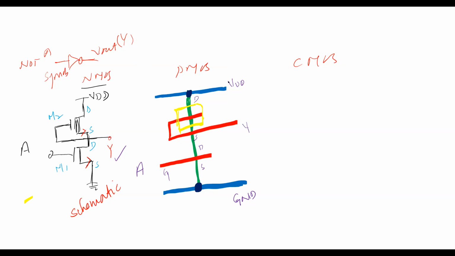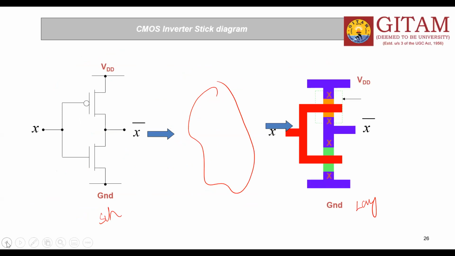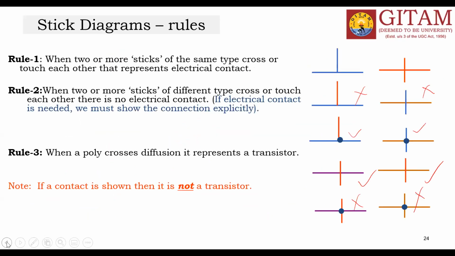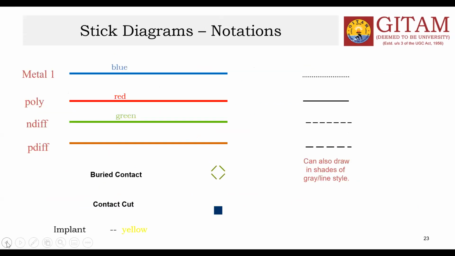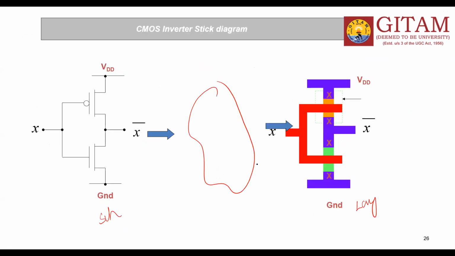And one more thing, here you can show a buried contact. The buried contact can be represented with a color. I will show the color of the buried contact. Yes, this is the buried contact. I hope you understand. We can put the buried contact for the implants.